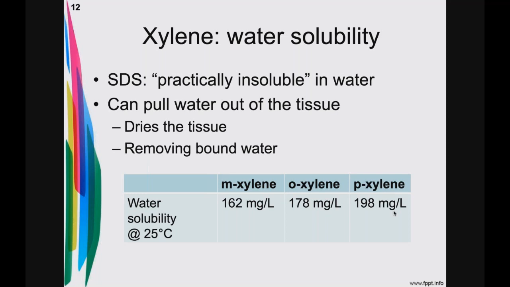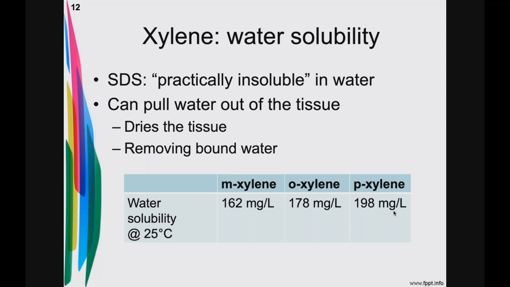If you take a container of xylene and you put the smallest amount of water in there, it doesn't start floating at the top. And the amount that the xylene can hold is there on the chart. Now, this is a very small quantity. Look, metaxylene can hold 162 milligrams per liter. I mean, that's an extremely tiny drop, and that's for a full liter. So 162, 178, 198. This is why we say that xylene is practically insoluble. If you put 1 ml in, you're going to see that xylene can hold a small amount, but then the excess is just going to float.